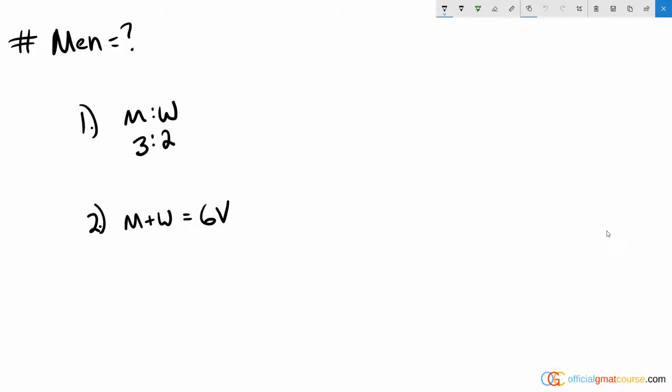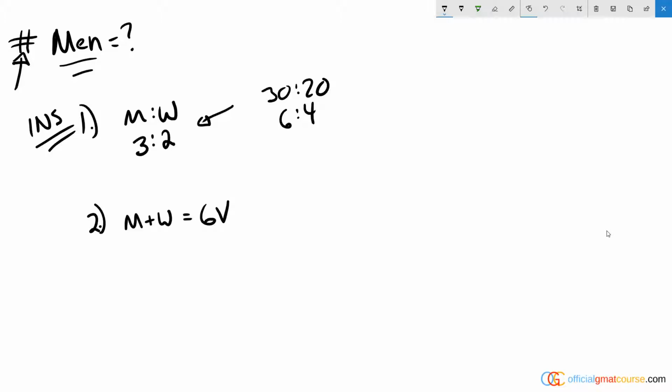Looking at statement 1, we find out that the ratio of men to women in the program is 3-2. But this could be any number of values in terms of the actual number of men. It could be 30-20, it could be 3-2, it could be 6-4. And so because there's multiple options for what this ratio could actually represent, I see this ratio as being insufficient to answer exactly how many men are in the program.